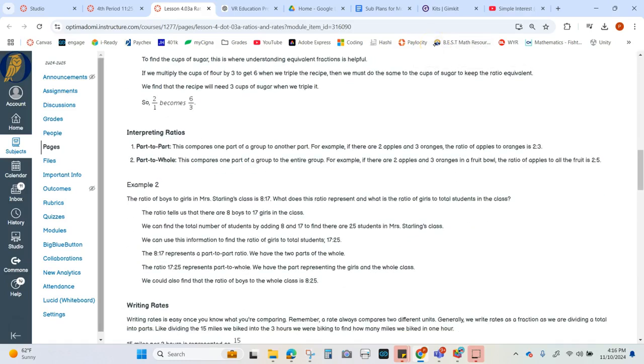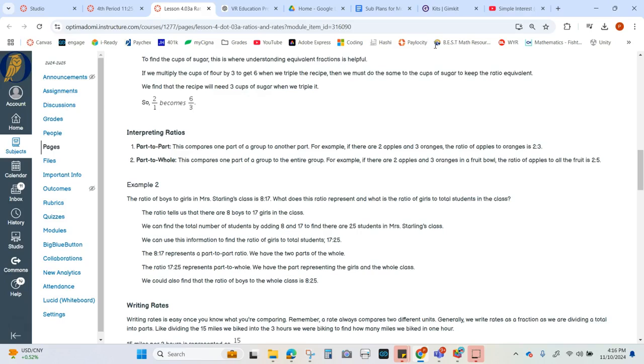Now, there are a couple different kinds of ratios. There are part-to-part ratios. This compares one part of a group to another part, like if you had 2 apples and 3 oranges. You would write the ratio apples to oranges, 2 to 3, right? 2 apples, 3 oranges, 2 to 3.